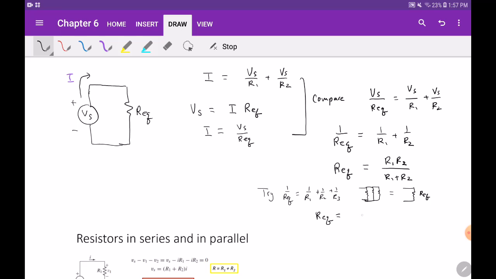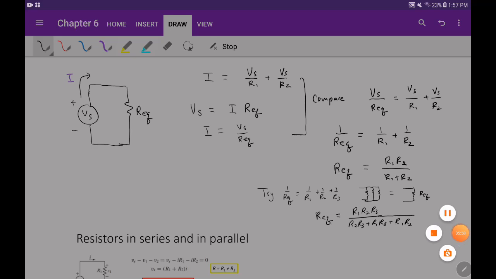Instead you can show this is equal to, let me see, do I really need to do all that math? I think I could. It's going to be R1 times R2 times R3 divided by R2 times R3 plus R1 times R3 plus R1 times R2. So definitely this is not product over sum.